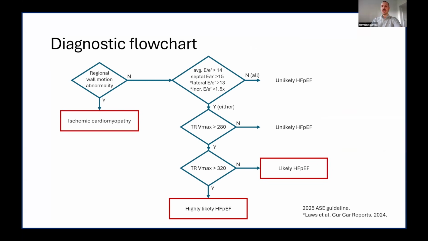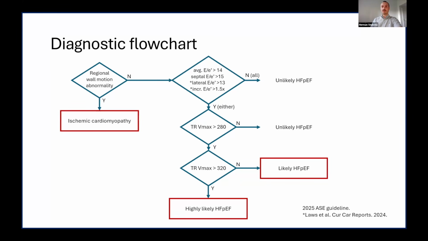Now that we have all the measurements, we can use this diagnostic algorithm for HFpEF, which comes from the 2025 guideline. So starting on the left at the top, if there are wall motion abnormalities, we're able to diagnose ischemic cardiomyopathy. So we can stop there. But if there's normal wall motion, then we have to move on and look at measurements of the E prime ratio.